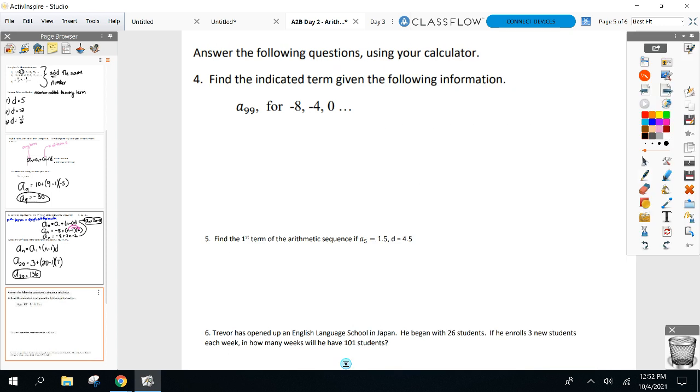All right, so go ahead, number 4, find it. What are they asking me for in this problem? The 99th term. Yep, here you go. Probably don't want to list those out, huh? Probably would prefer the formula. Find the 99th term of this one.